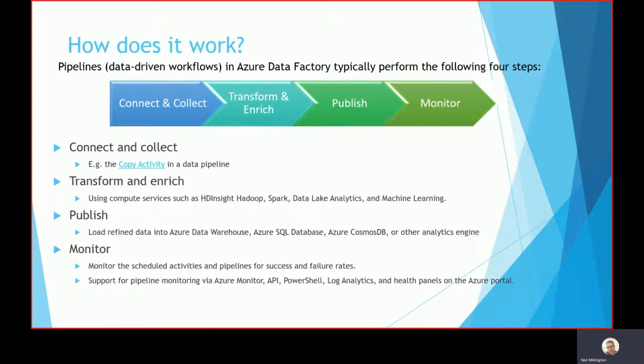It's basically picking data up from your source, which is what connect and collect refers to in this four-stage graphic you can see on the screen right now. Picking up your data from the source and then moving it through to your target, which is what the publish refers to here. And during that process, somehow curating or orchestrating your data while it is being moved by the pipeline. That's what transform and enrich refers to, as you can see here.